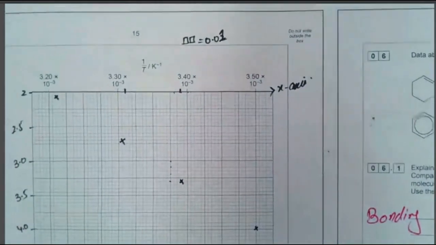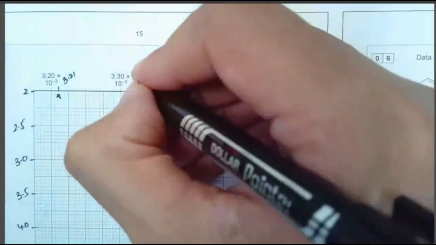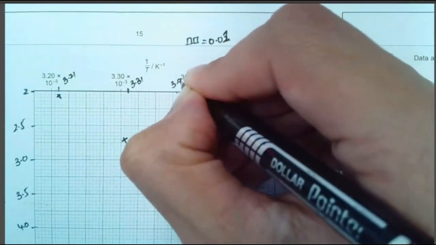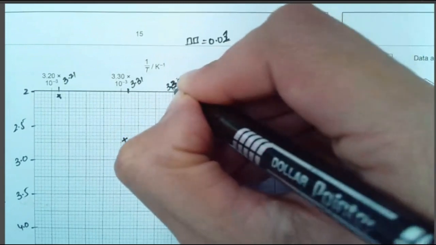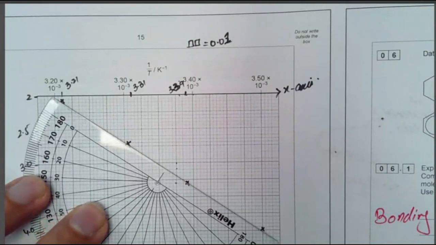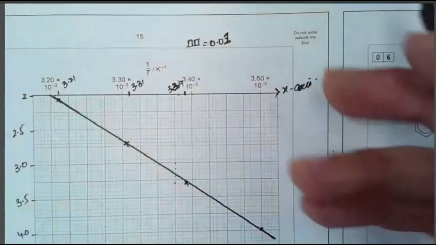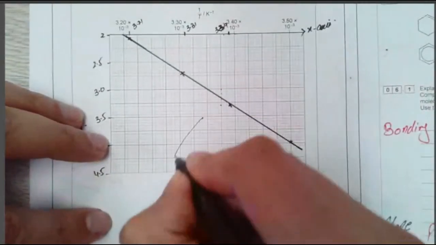So if you write them down, these things will make more sense. This is 3.21. Here it is 3.31. Here it is 3.39. 3.21, 3.31, 3.39, and then 3.50. What I'll now need to do is join them together. So once I've joined them, I now need to work out the gradient from this graph.